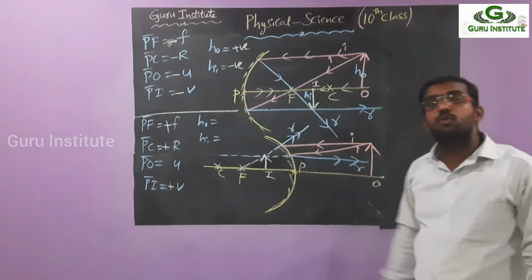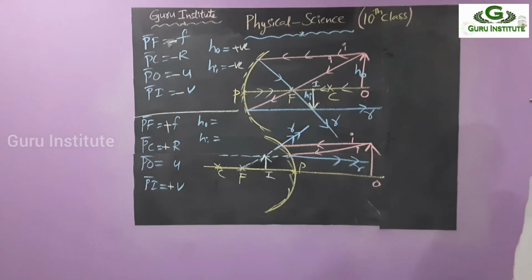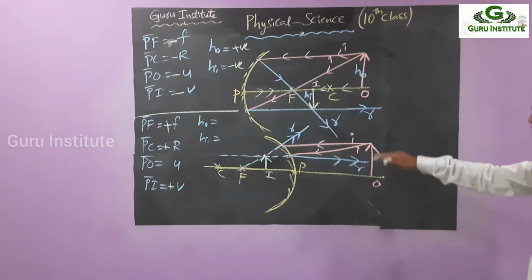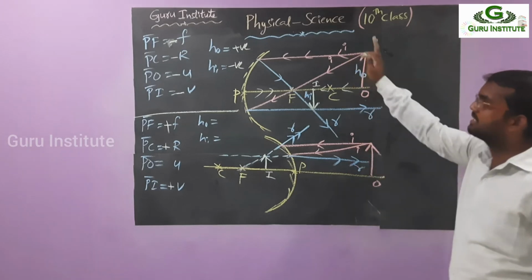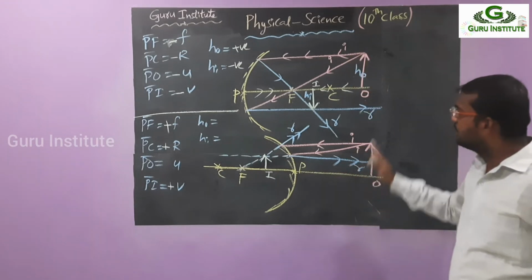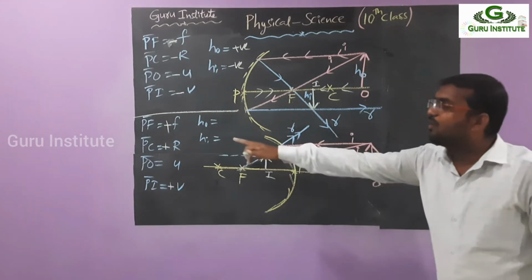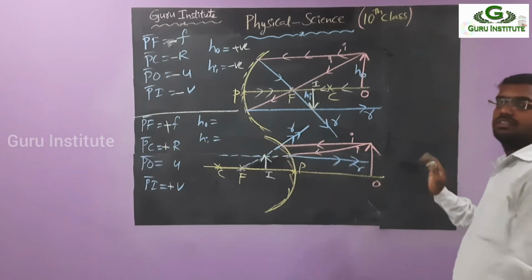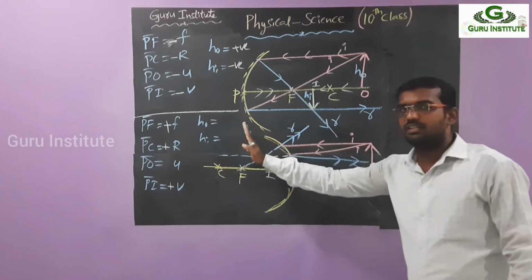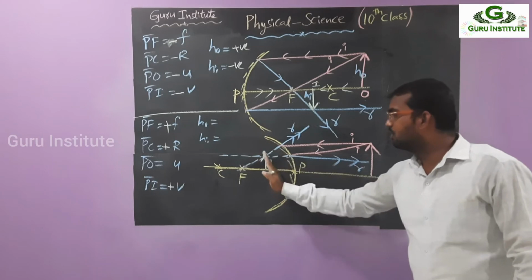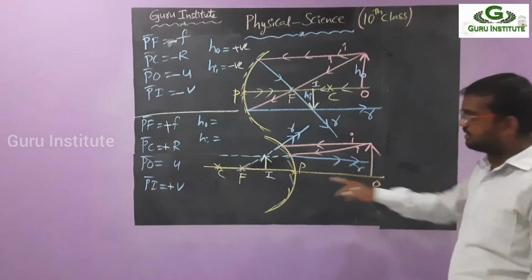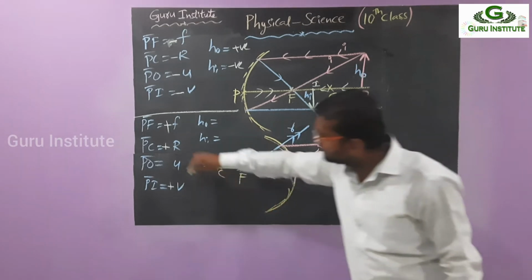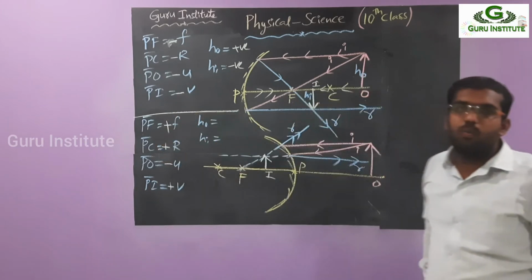Then what about PO? Here you have to understand that for this mirror there is only one side, but for the other we have to observe two cases. Incident rays are in this direction. What is PO? PO is in this direction. Incident rays are in this direction, right? But coming to PO, this is left to right, the opposite direction. So opposite means it should always be negative.